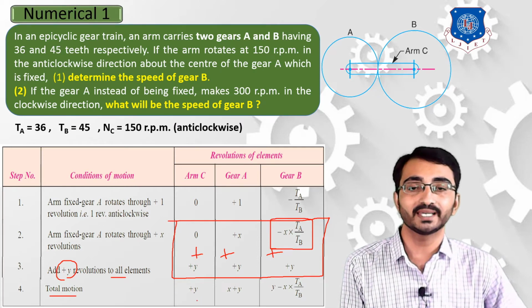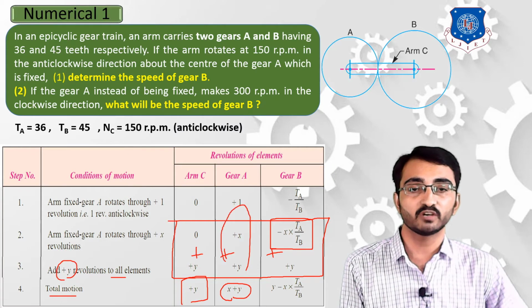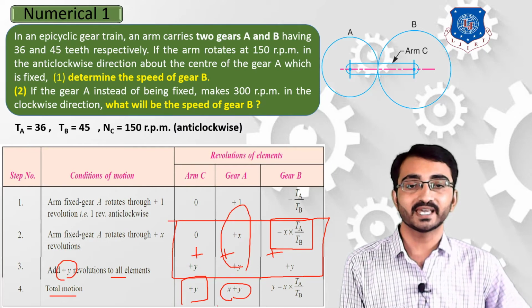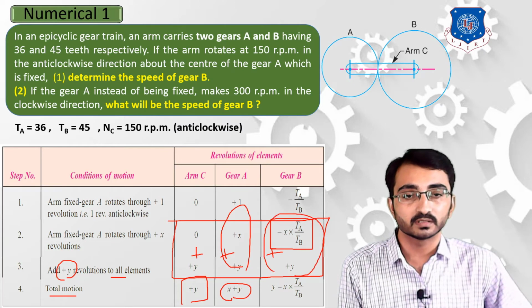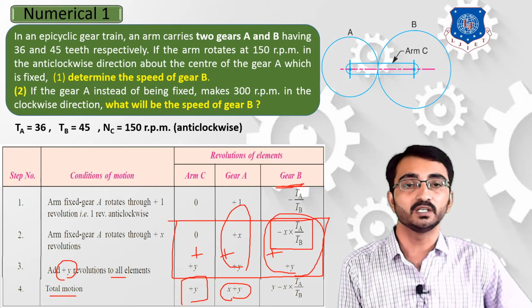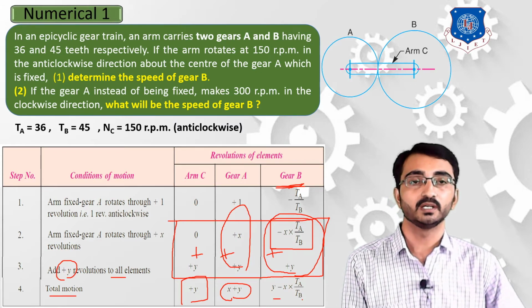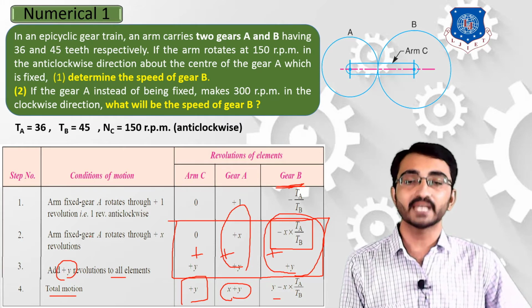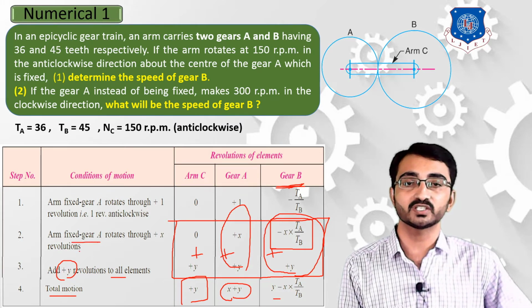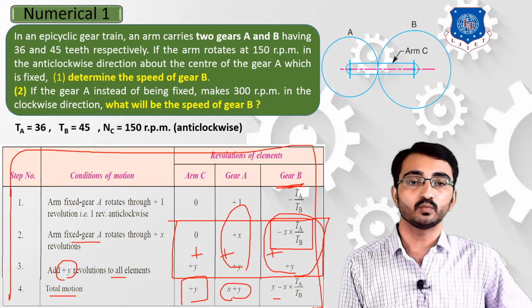So over here you will get x plus y revolution for the arm condition, that is the combination of row 2 plus 3, that is x plus y. And for the addition of the second and third row for gear B, we can write down the equation y minus x TA upon TB. These steps are common for each and every numerical in epicyclic gear train, so we have to sketch this table for each and every numerical in the same manner.